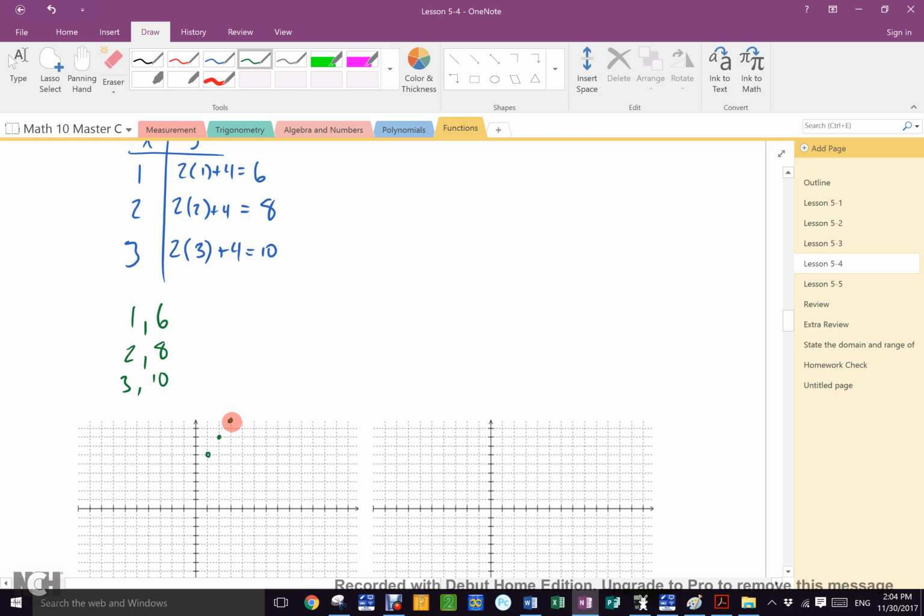Would I connect the line? Yes, of course I could. Because can I not take any number, multiply it by 2 and add 4? Even fractions? Okay, so where would the line be going the other way? Down 2 and 1 to the left. Where's the next dot? Down 2, 1 to the left. Makes a nice line, yeah?